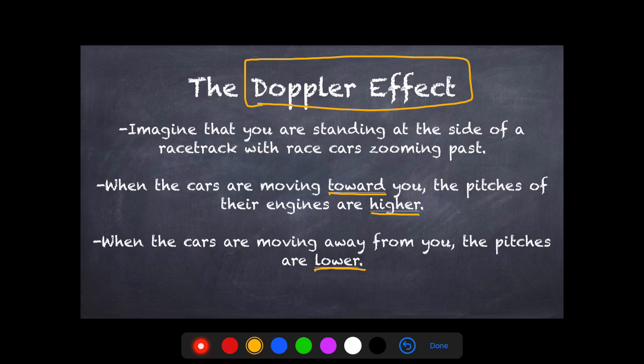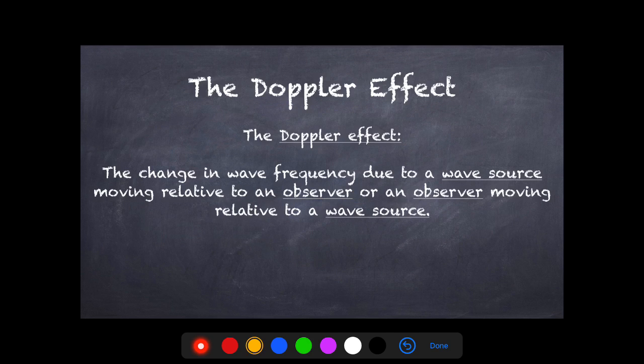I'm going to say this again. You're standing at a racetrack, you have a really fast car coming towards you. That pitch from that engine is going to sound a lot higher than once it has passed you and is going away from you. It's going to sound a lot lower. And this is called the Doppler effect. This is when you have a change in the wave frequency because you have a wave source, right, which would be your car in this sense, that's moving relative to the observer, which is you.